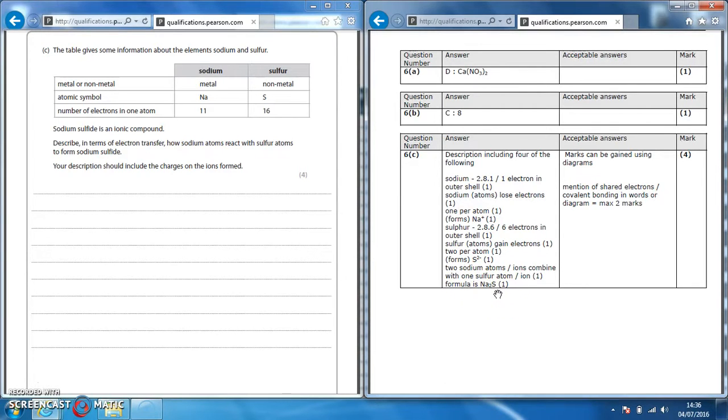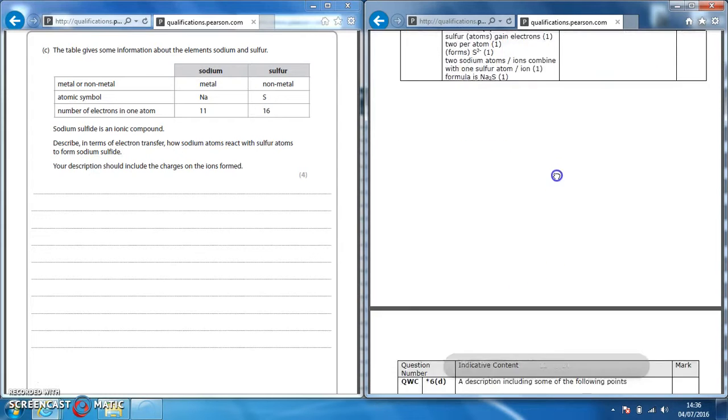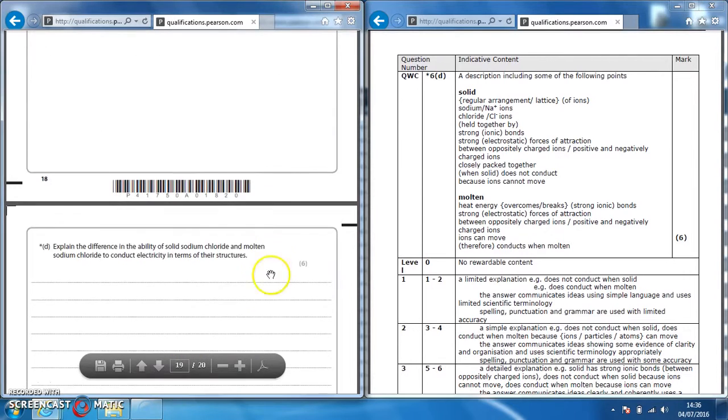Now, it seems like a hard question, and yes, there's a lot of information there, but there's a bucket load of points where you can get the marks. And starting with the electron configuration is the easiest way to go. And then we lead on to our last one, which is about ionic structures.